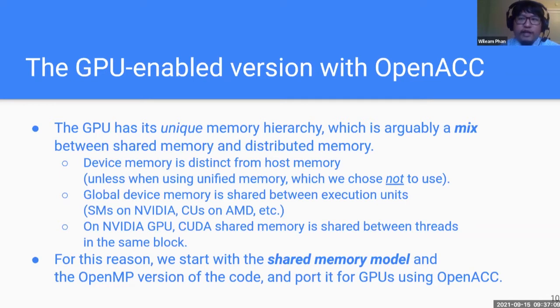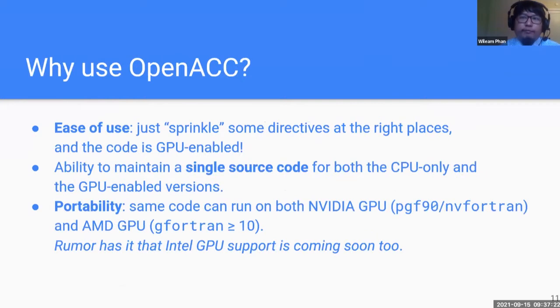This is what motivates us to use the shared memory version, which is the OpenMP version. In the process of porting it, we just replace the OpenMP directives with OpenACC directives for GPU usage. Why did we pick OpenACC over other programming models like CUDA Fortran or HIP or SYCL?